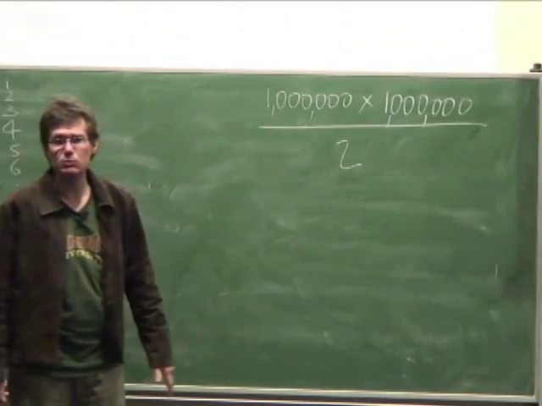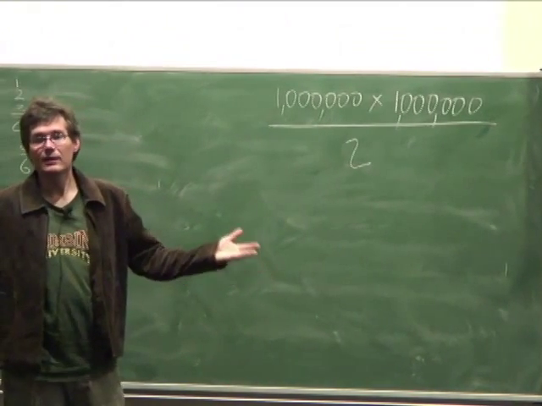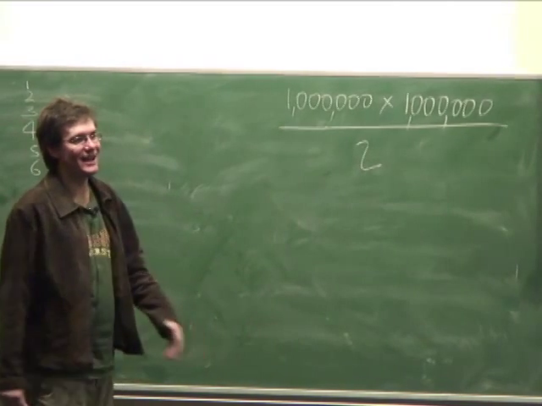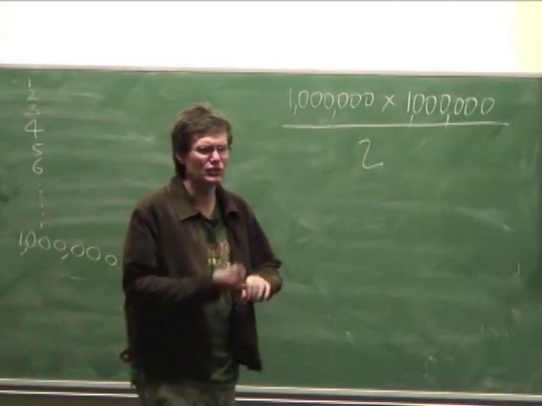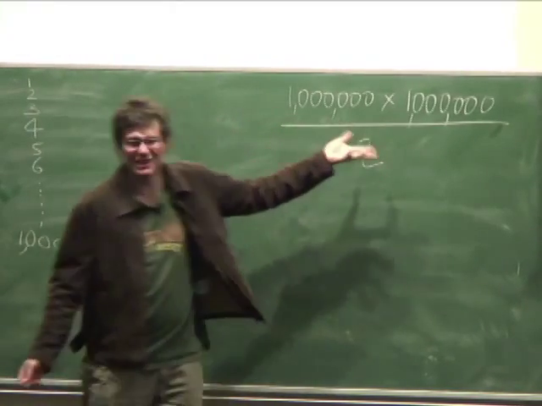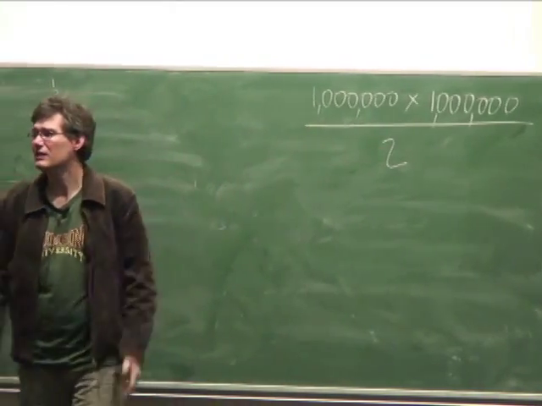Okay, so a million times a million is what? It's a long, long number. It's 10 to the 12. What's that? It's a trillion, is that right? It's not a billion, it's a trillion. Divided by 2 is still about a trillion, half a trillion.